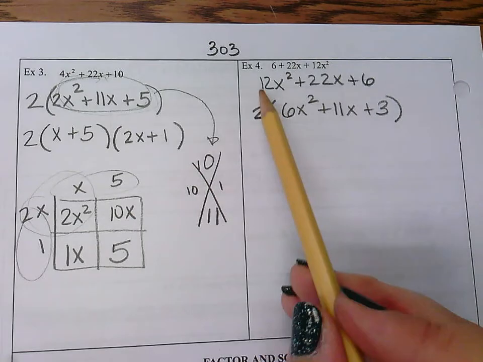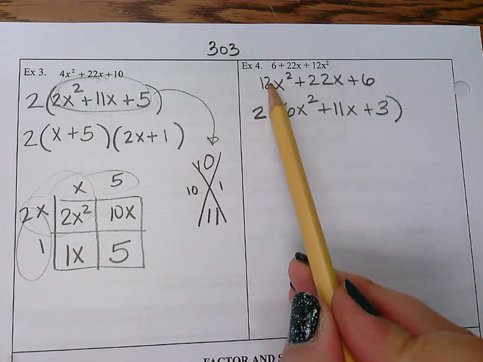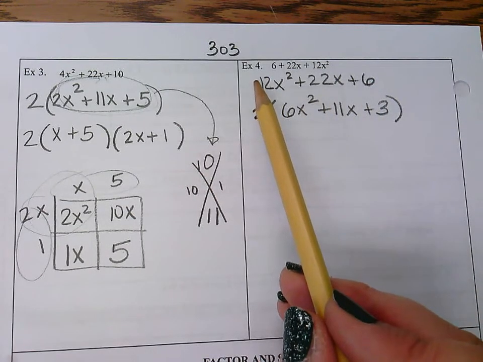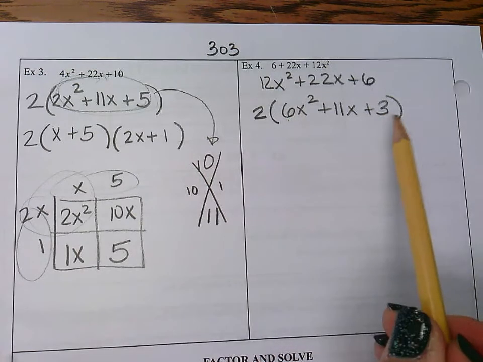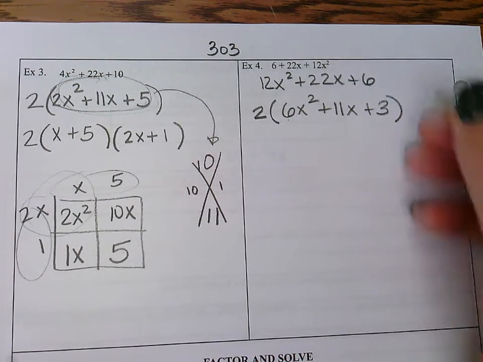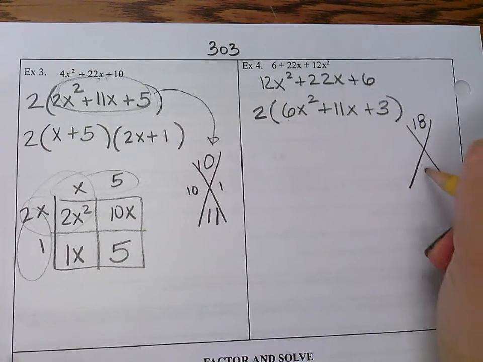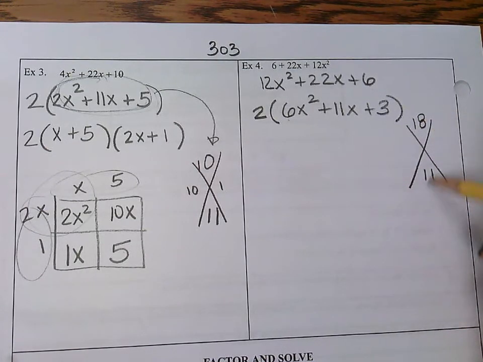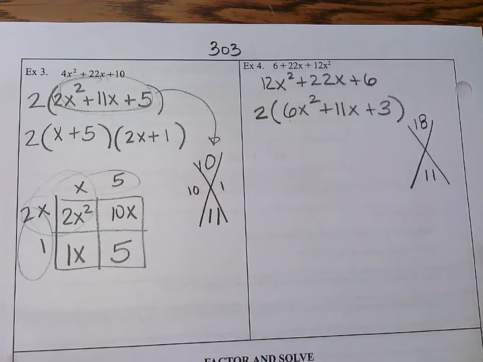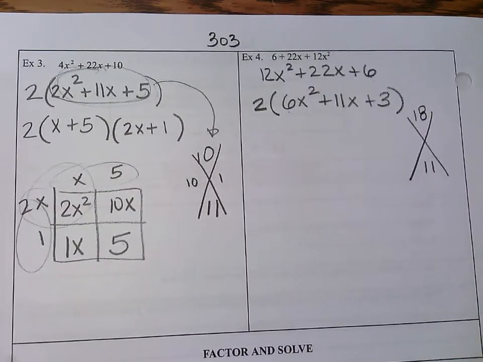12 times 6 would have been 72. So you'd be looking for a lot more factors than just 6 times 3, which is 18. So it just makes the diamond a little bit easier to find the factors. So 18, 11 goes on the bottom. See if you can finish number 4.